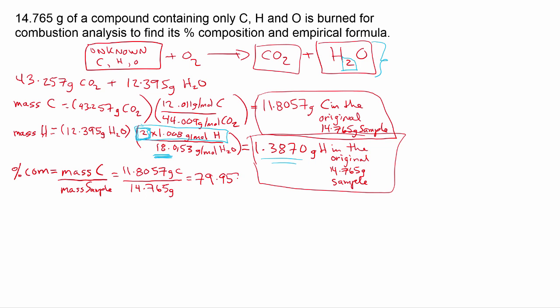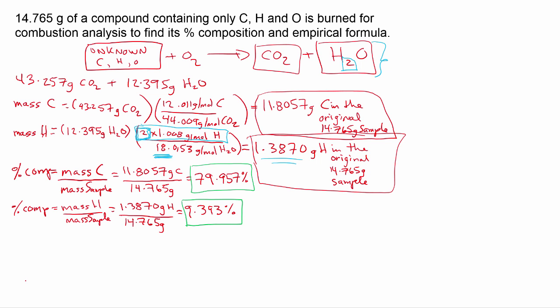So there's your percent composition for carbon. It's 79.957%. Let's do the same calculation now for hydrogen. Okay, so then you'll get a percent composition for hydrogen of 9.393%. And now, if you look back up at the top of the question, it also asks for the percent composition of oxygen. How are you going to figure that out?